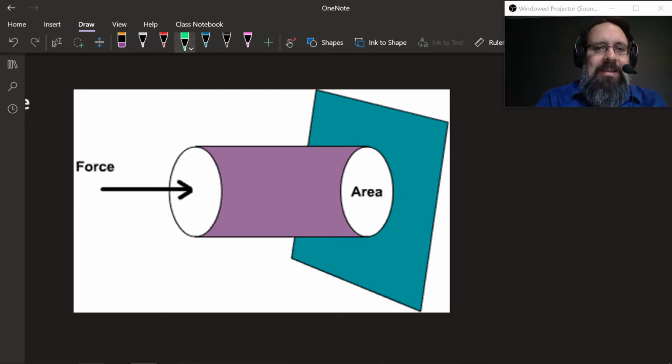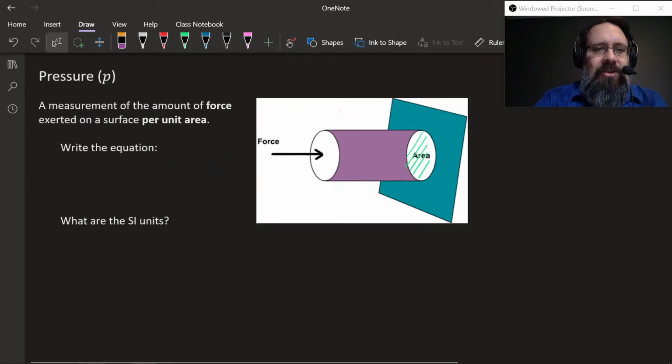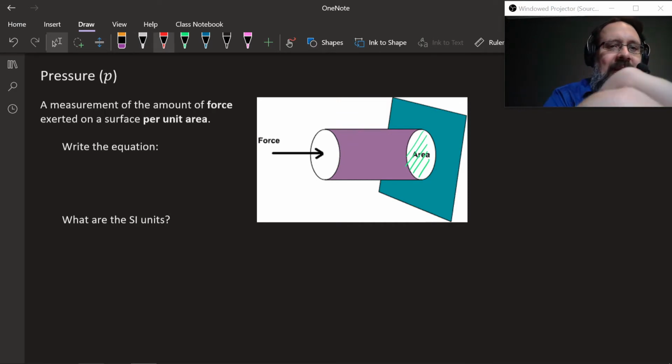And then what we're saying is how much force is exerted across this area. So it's like the distribution of force across an area. So if we want to turn this into an equation, if we say pressure is the amount of force per unit area, then we'd say that pressure P, it's a lowercase p.